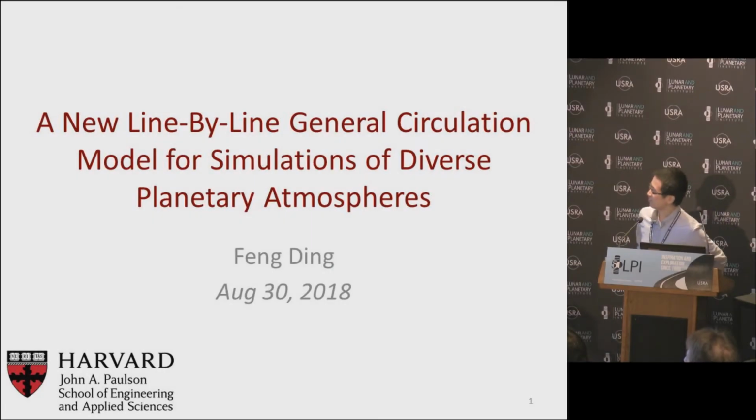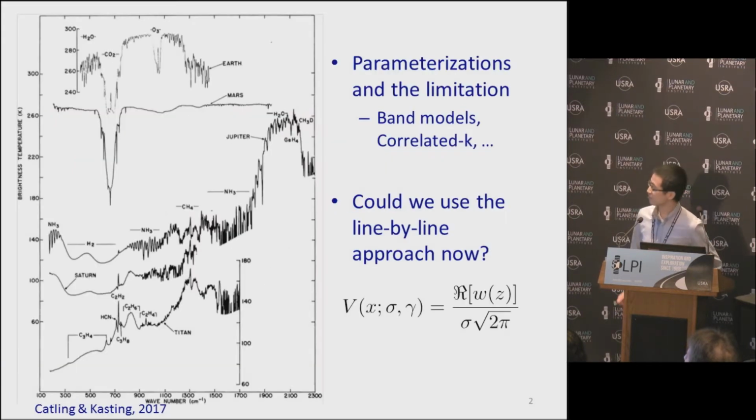So hi, I will talk about some of the modeling work I've recently done with Robin Wordsworth. We think for the first time we apply line-by-line radiative calculation in general circulation models. I will start from this figure, this infrared outgoing spectrum from some planetary atmospheres.